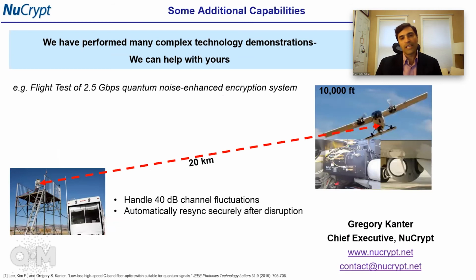So we also have performed a lot of complex demos, both in fiber and free space. Here's an example of a flight test we did with a 2.5 gigabit per second quantum noise enhanced encryption system. It's not the entanglement system I was talking about before, but it's an interesting demonstration. We had to handle very wide power fluctuations due to both turbulence and pointing and tracking errors, and automatically securely resync after each disruption. So that involves putting together a lot of different vendors' components and making this large system work. We can be a resource for you if you have demonstrations like this that you'd like to perform as well.